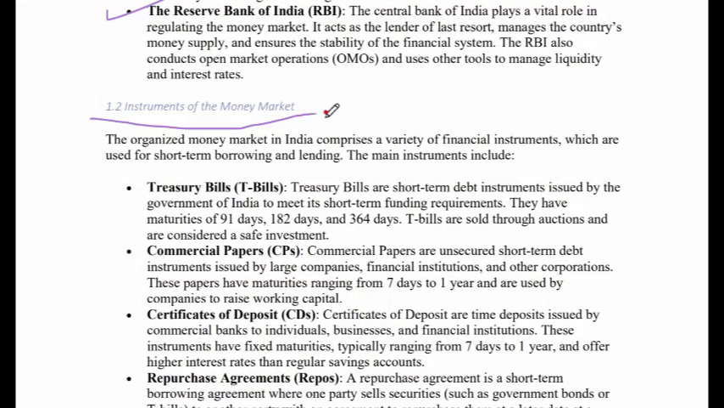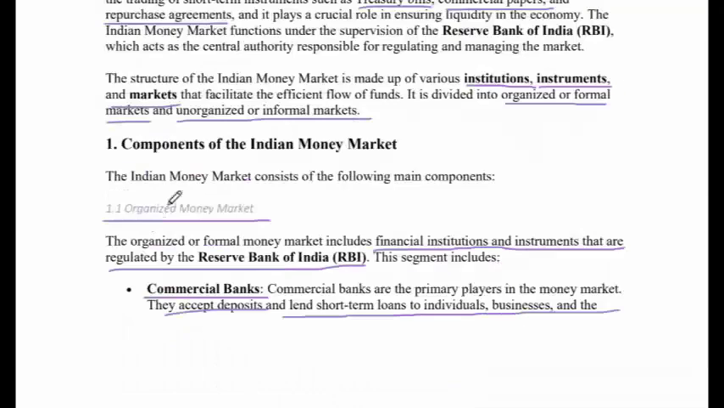Next, instruments of the money market. So they can give us a separate category of what are the different instruments of money market, or what is organized money market. So we are covering everything in one question itself. Don't think that it's too long.